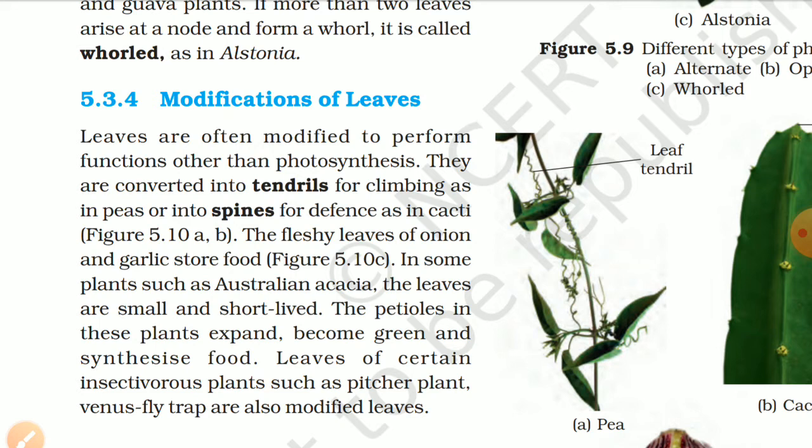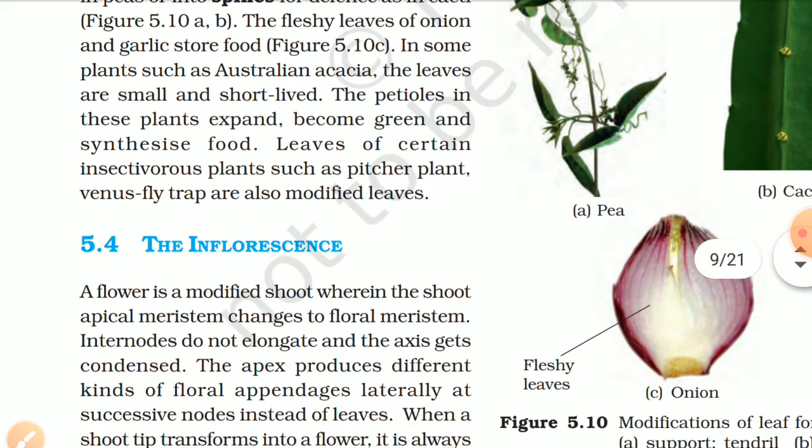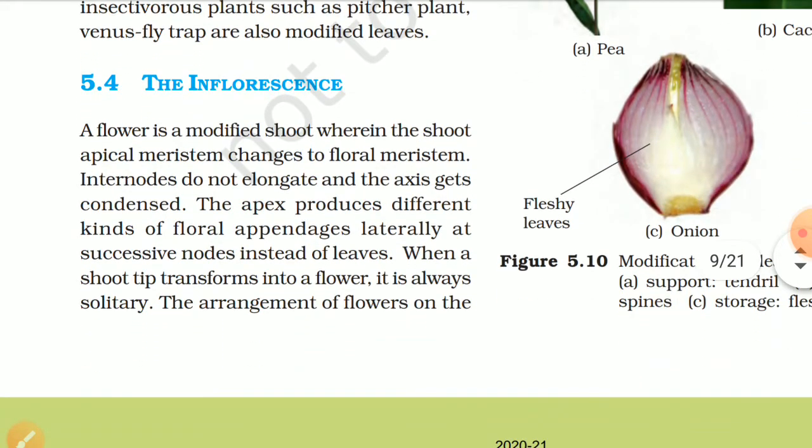Figure 5.10c. In some plants such as Australian acacia, the leaves are small and short-lived. The petiole in these plants expands, becomes green, and synthesizes food. Leaves of certain insectivorous plants such as pitcher plant and Venus flytrap are also modified leaves.